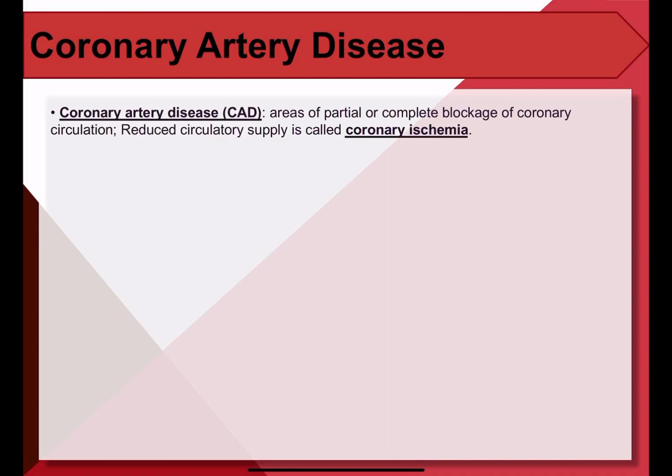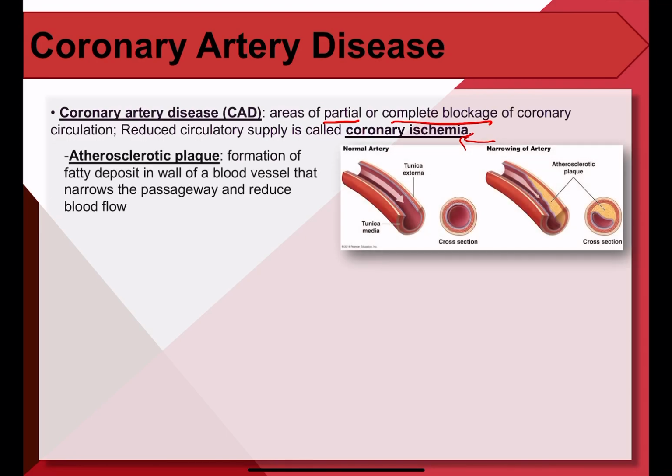So coronary artery disease is defined as areas of either partial or complete blockage of coronary circulation. Okay, we talked about how there are coronary arteries, cardiac veins, all that stuff. Any of that area, or the anterior interventricular artery or posterior interventricular artery, those are places that can become blocked if a plaque were to form in that area. And that reduced circulatory supply of blood is what I referred to as coronary ischemia. And these blockages usually stem from formation of an arteriosclerotic plaque.